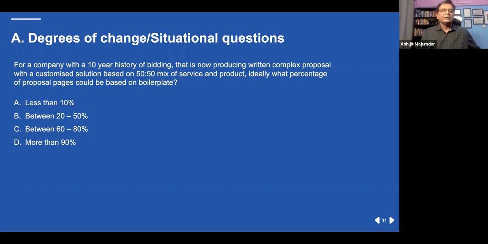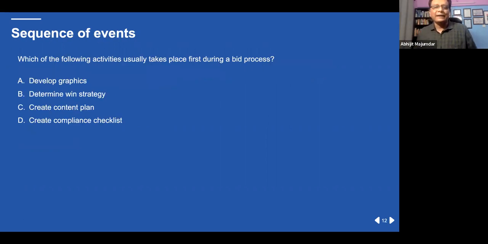Next. Now this is again a sequence of events. This type of question is basically a sequence of events which happen one after the other. Now which event happens when? Based on that, you have to select which of the following events usually takes place first during a bid process: develop graphics, determine win strategy, create content plan, create content compliance checklist.